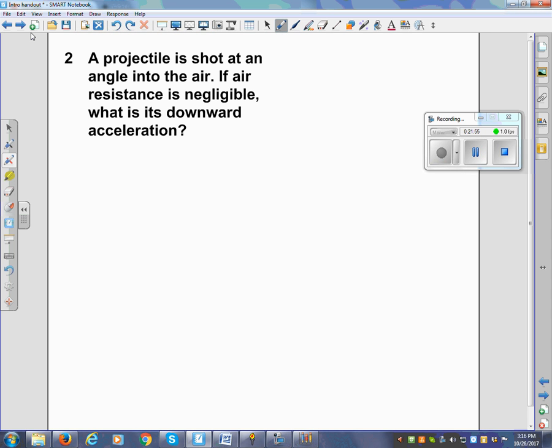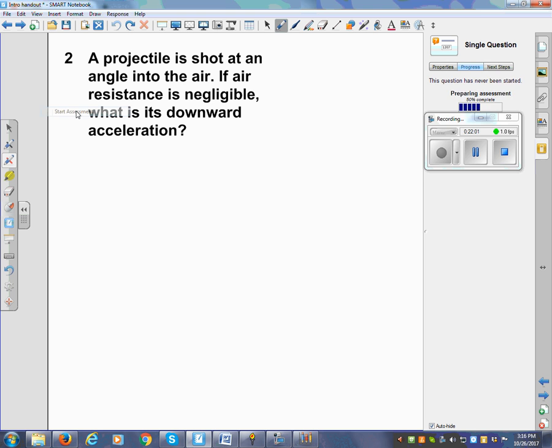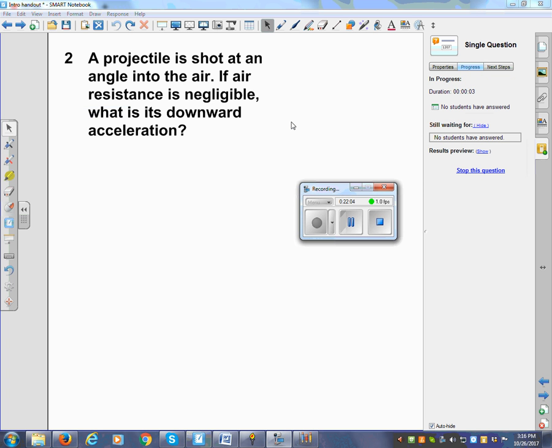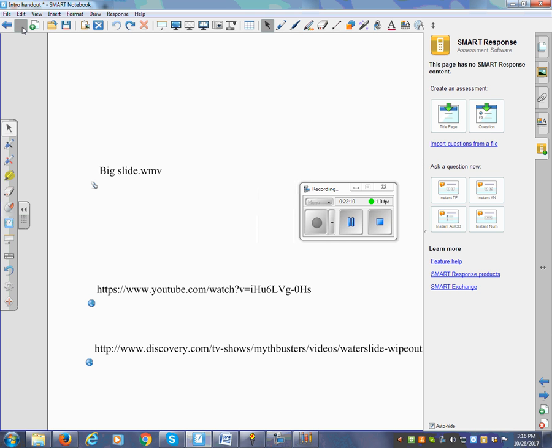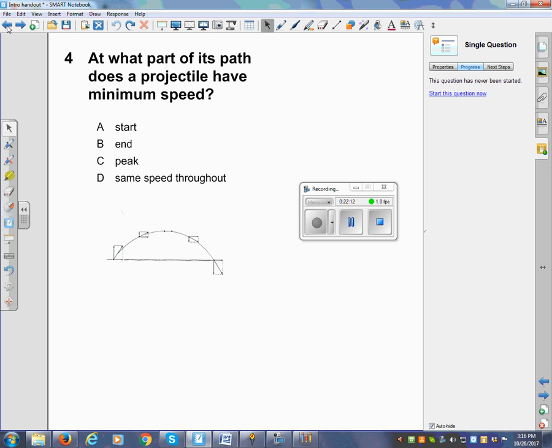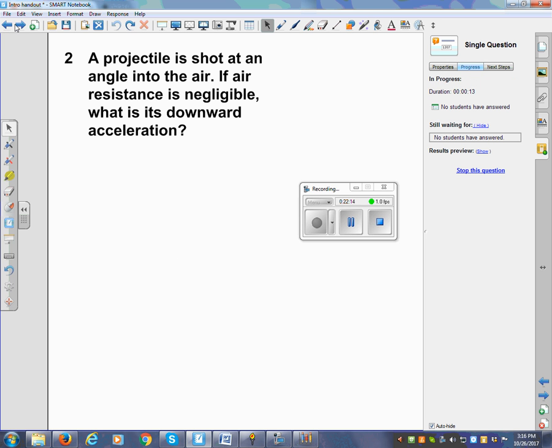Okay, so here's kind of the check your thinking questions. How many of you have these questions in front of you? Okay, so there's 2, 3, 4, there's just a few. We've got to hurry so I can show you the videos at the end. A projectile is shot at an angle into the air. If air resistance is negligible, what is its downward acceleration? You need a number. It's 9.8.